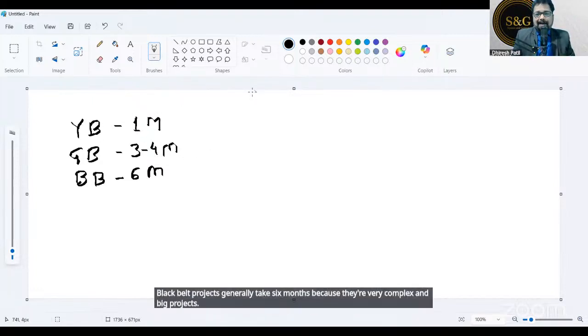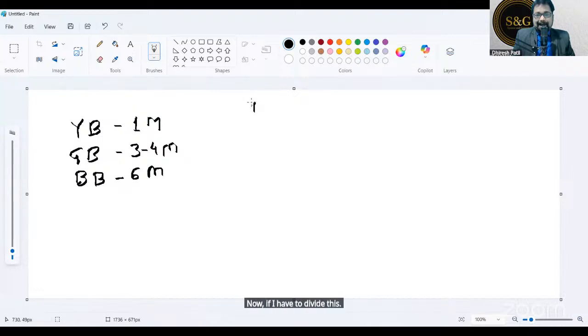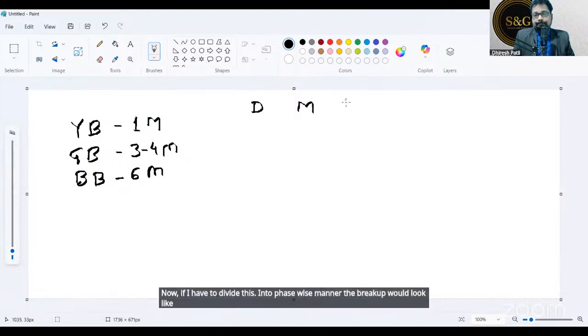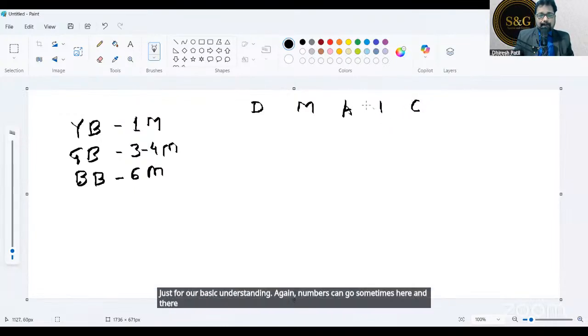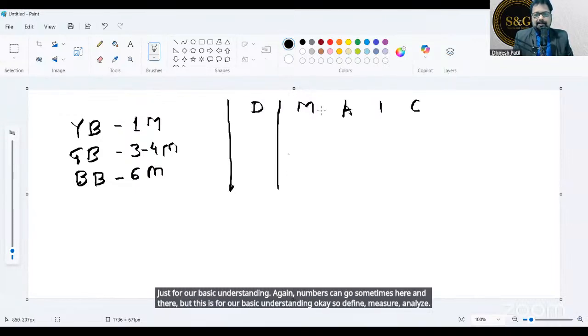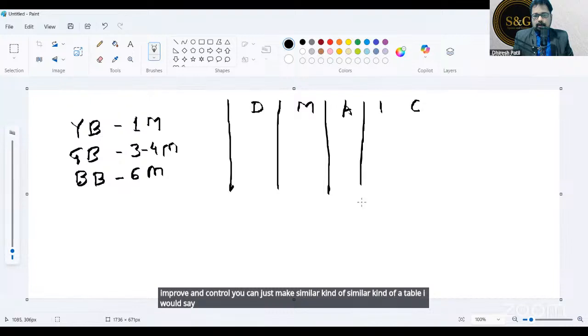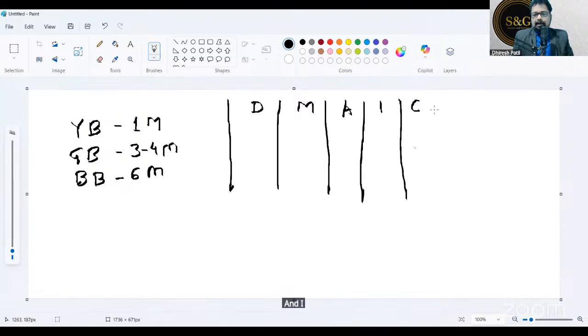Now, if I have to divide this into a phase-wise manner, the breakup would look like this. Make a note of this. This is just for our basic understanding. Again, numbers can go sometimes here and there, but this is for our basic understanding. So define, measure, analyze, improve, and control. You can make a similar kind of table. And I'm just writing how many weeks every phase will take.